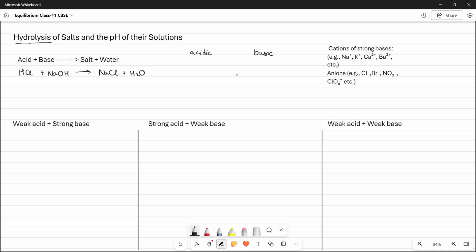We're going to start with the weak acid plus strong base. The salt we are going to consider for this is the sodium salt of acetic acid, CH3COONa. The weak acid here is acetic acid, and the strong base is sodium hydroxide. So this is the example we're considering. Now let's add the salt to water.